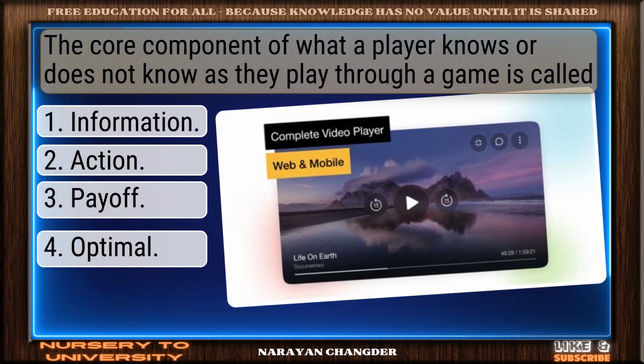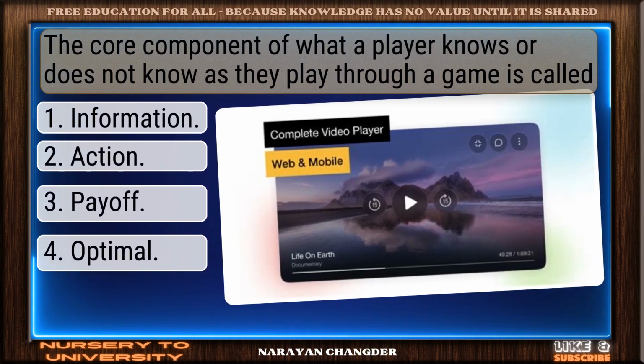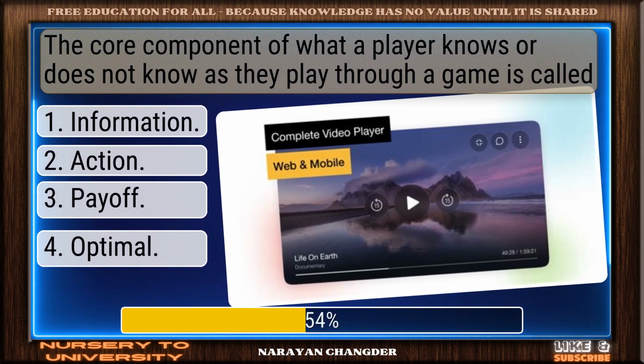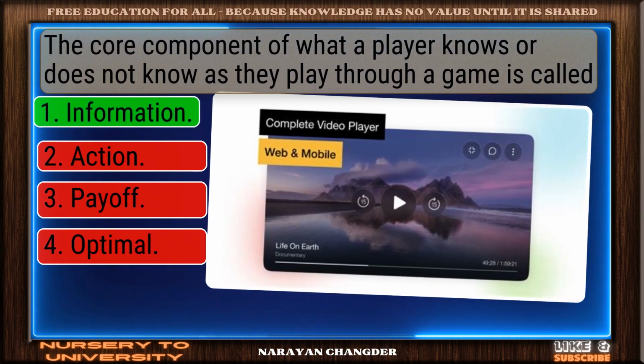The core component of what a player knows or does not know as they play through a game is called ___. Perfect. Information is the correct choice.